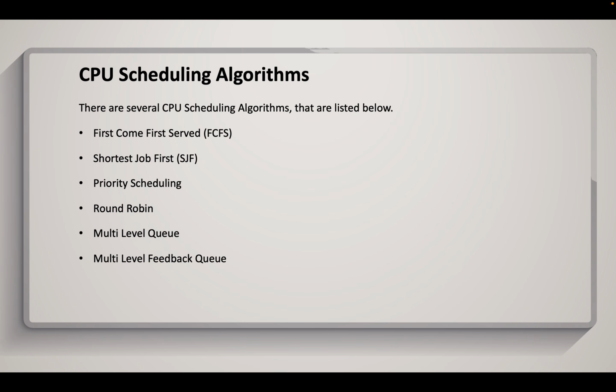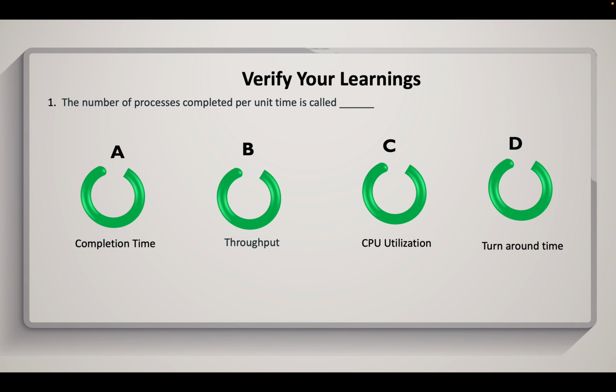There are some scheduling algorithms that we are going to learn now. They are FCFS, shortest job first, priority scheduling, round robin, and multilevel queue and feedback queue scheduling. We'll learn all the scheduling algorithms one by one. Before that, we'll verify our learning.